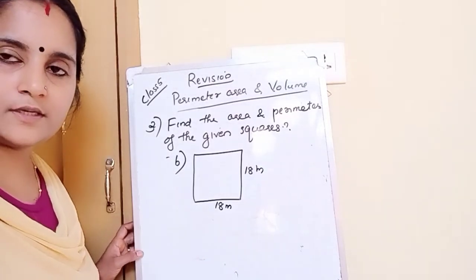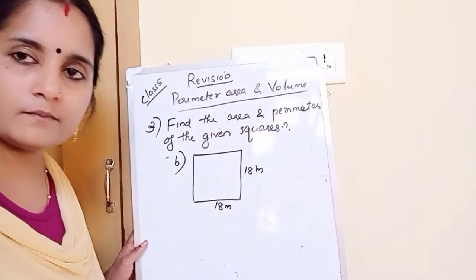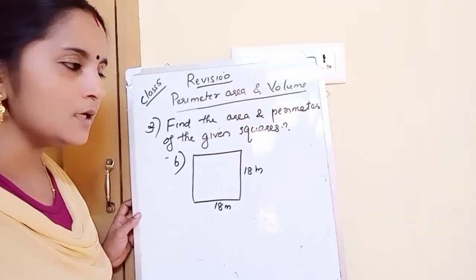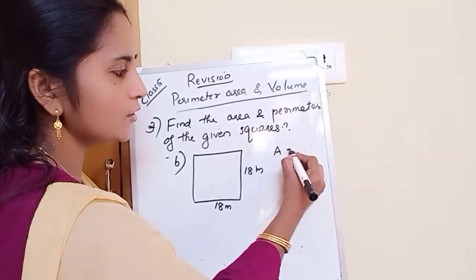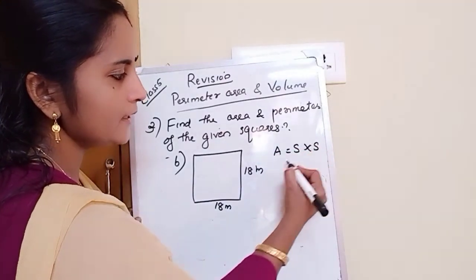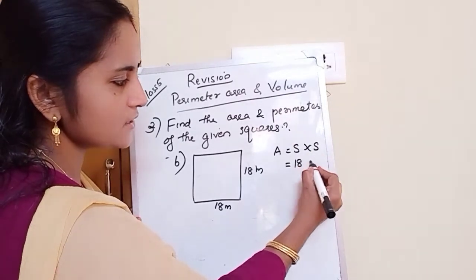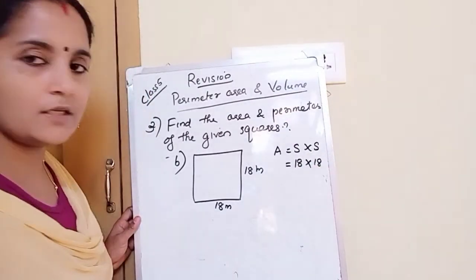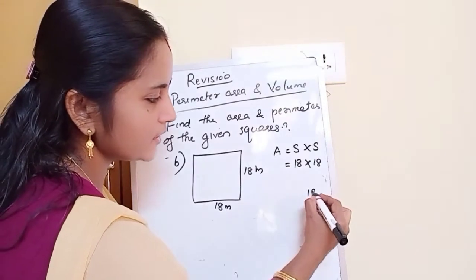Next question is to find out the area of this square. The measure is given as 18 meter. Measure is given in meter, and area is equal to side into side, and the side is given as 18. So 18 into 18 you find out.